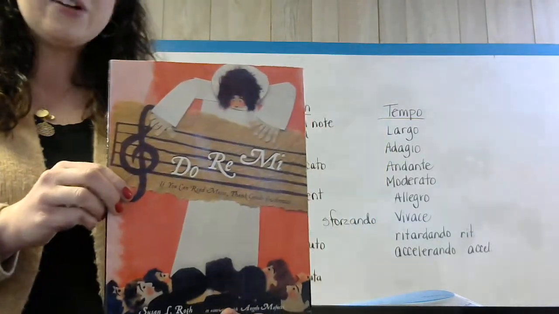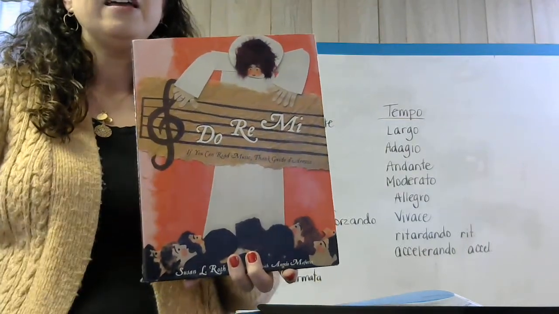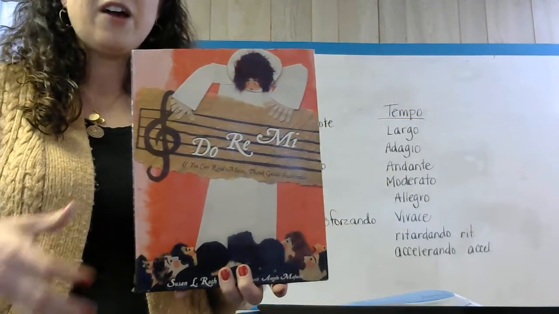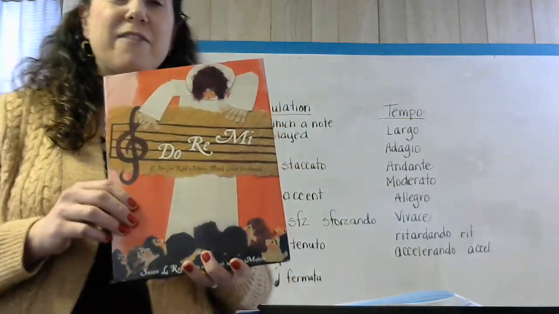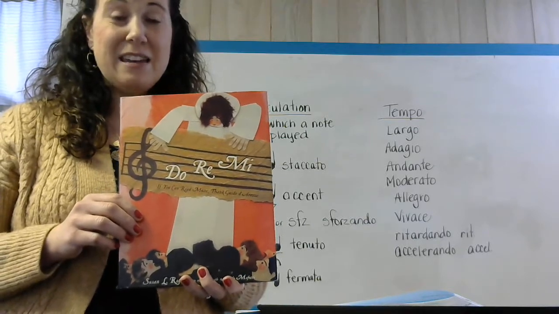And this story tells the history of how this man Guido wrote a system for how we can read music today. If he had not invented a system, somebody else would have probably, and it might be very different.